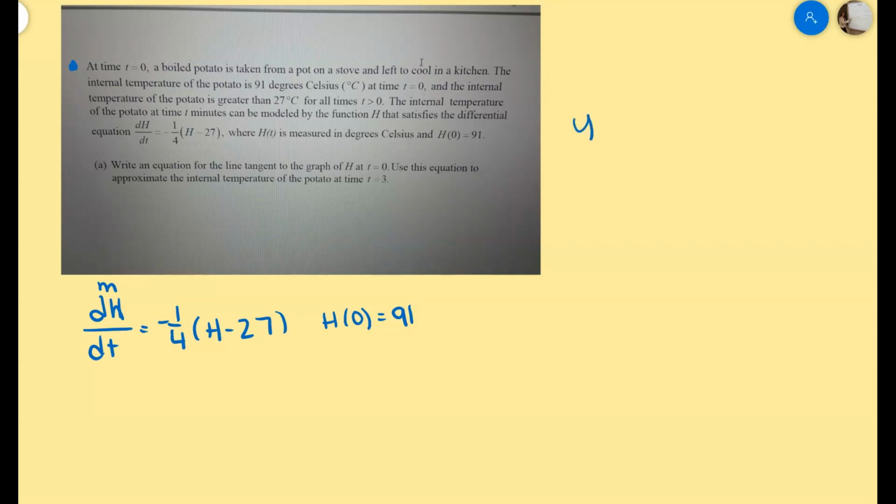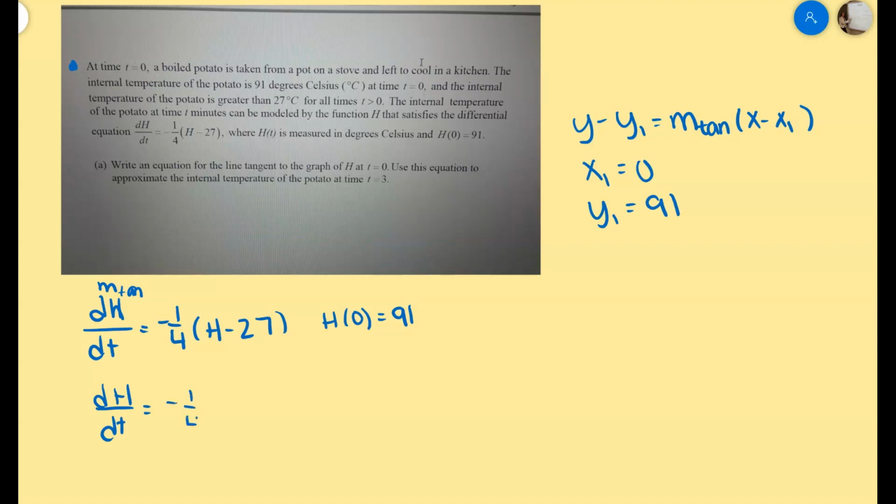So we should know that the equation of a tangent line is y minus y1 equals m tan times x minus x1. What we're going to do is we know that the x's are kind of like my t's. So my x1 is 0, my y1 is 91, given that initial condition that we were told in the problem. And then we need to find m tan. Well, this equation right here represents the slope of the tangent. So dh/dt is equal to negative 1/4.